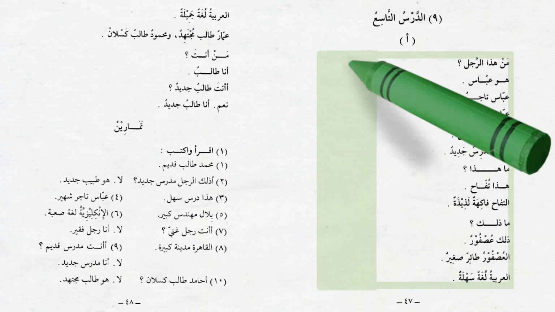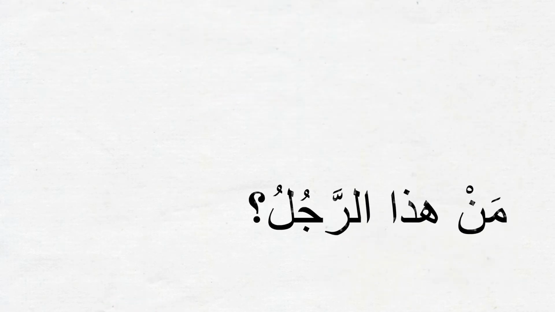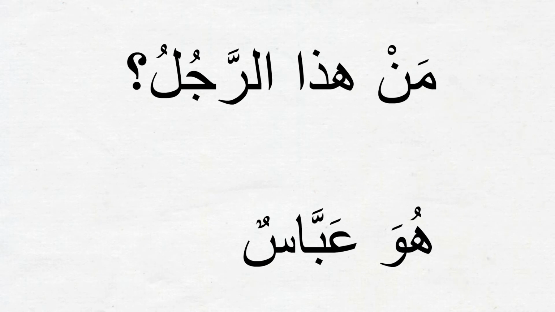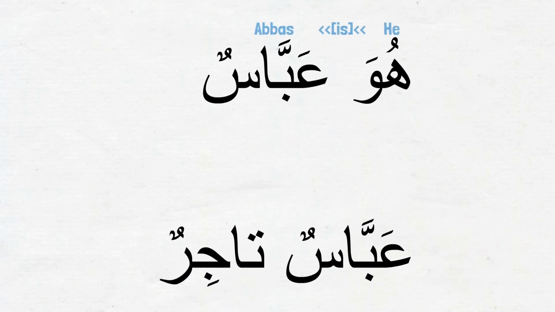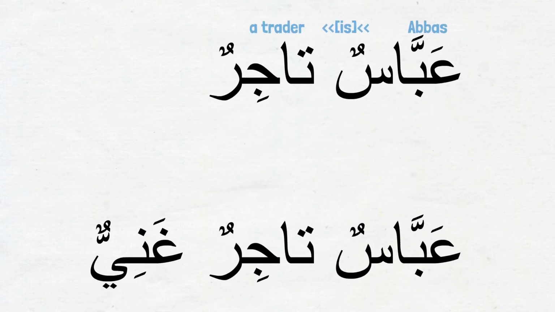Now let's go back to the beginning of the lesson and go through the main text on pages 47 and 48. من هذا الرجل? Who is this man? هو عباس. He is Abbas. عباس تاجر. Abbas is a trader. These are all ismiya sentences that we are well familiar with. Now comes the na'at. Abbas tajirun ghaniyun. Abbas is a rich trader.